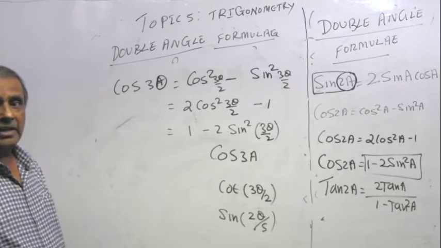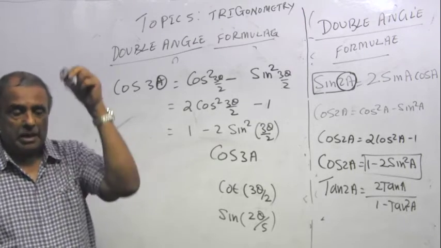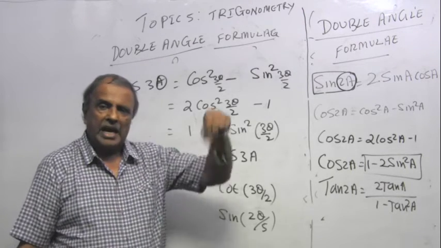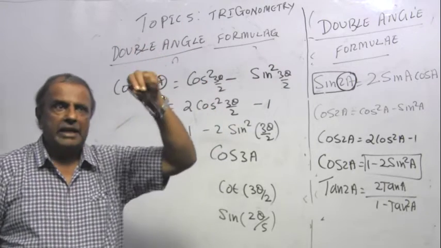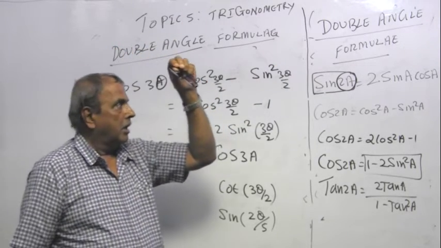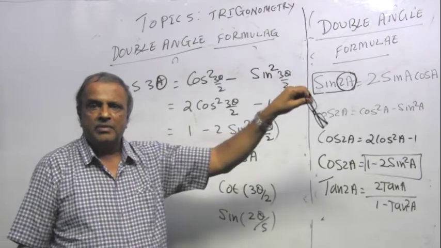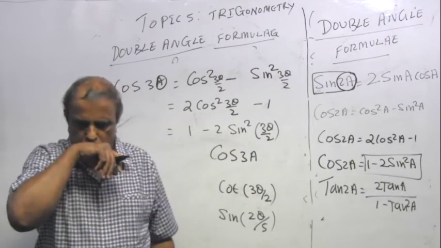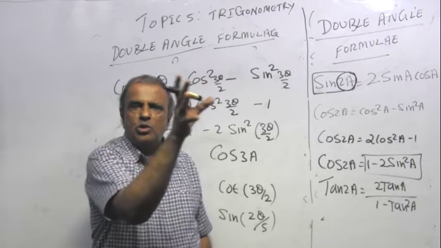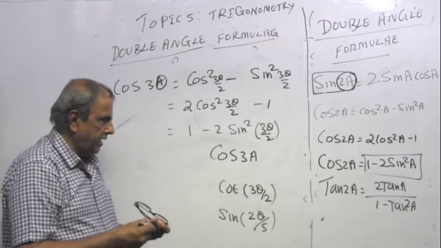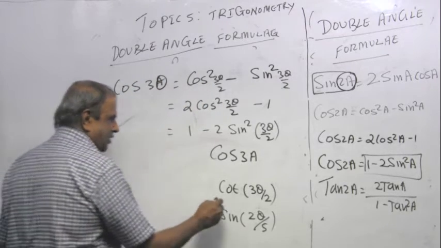You get the hang of it? So whenever you apply double angle formula for another angle, the numbers like 2, -1, cos, sine, they don't change. The only thing that changes is the angle in the ratio 2 to 1. Okay?